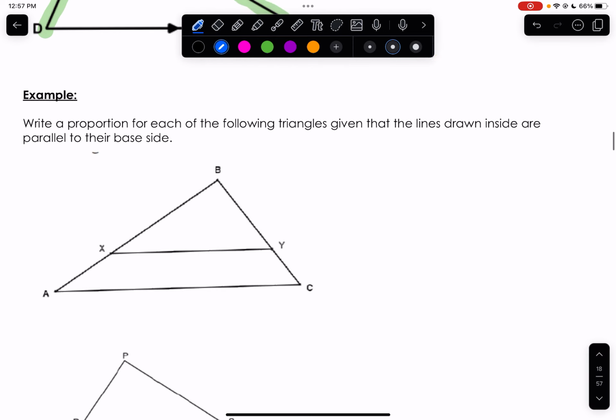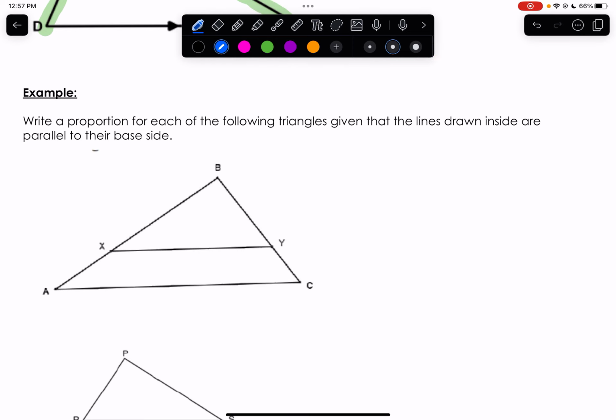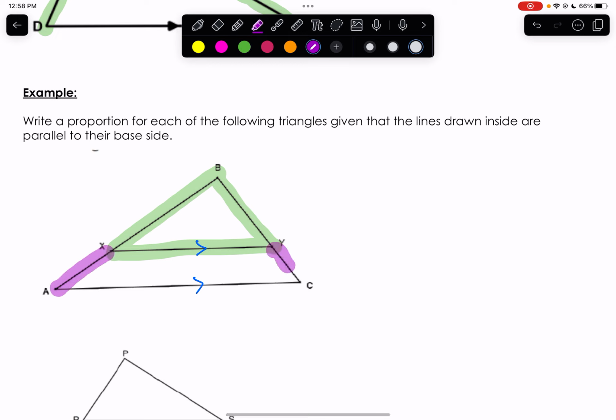So if we look here, write a proportion for each of the following triangles given that the lines drawn inside are parallel to their base. So we have our top triangle up here, and then we have the sides that are cut off. The side here is XB over AX, which should be equal to the other top piece, BY over CY.